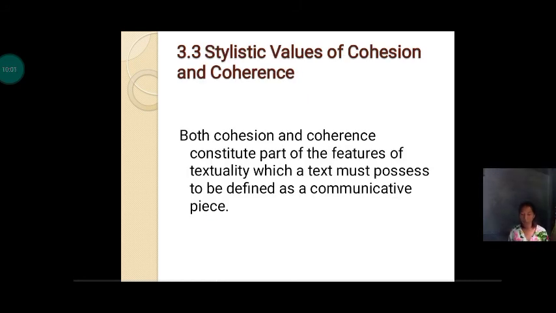Let's go to 3.3, stylistic values of cohesion and coherence. Both cohesion and coherence constitute part of the features of textuality, which a text must possess to be defined as a communicated piece. Both are stylistically valuable to the text as they assist the text to exhibit logical consistency and clarity, such that they enable readers to have a good grasp of it. Coherence accounts for the meaningfulness or relevance of a text, while cohesion defines the textuality of a text.